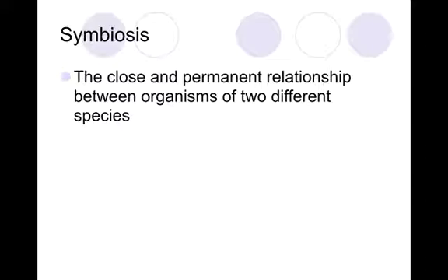So we're going to talk about the three different types of symbiosis. Now remember, sym means together. Bio is living. So these are organisms that live together. And they usually have a close and somewhat permanent relationship between the organisms, and they are usually different species.